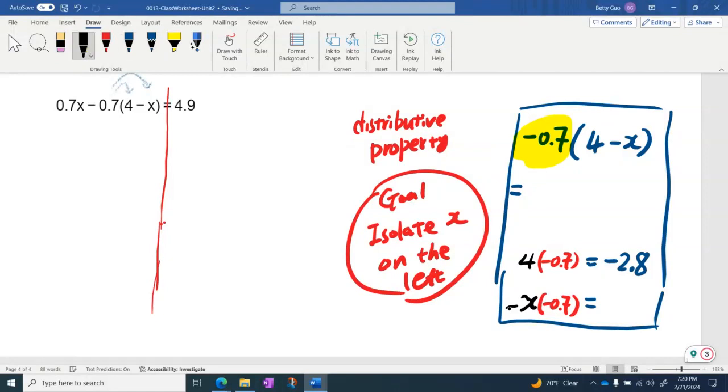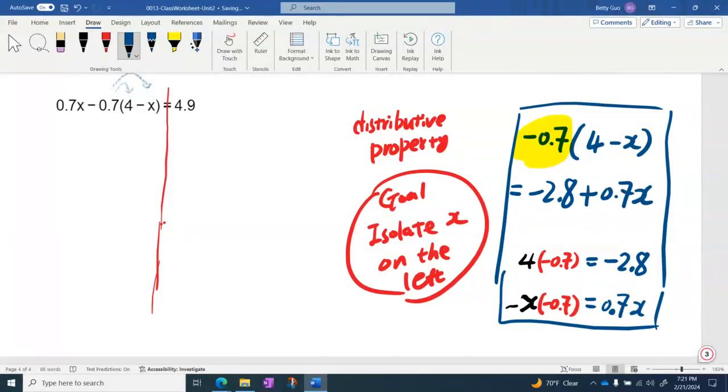Negative x times negative 0.7, negative times negative is a positive, and we have a positive 0.7x. All right, and then we put it back. So the first term after we distribute becomes negative 2.8, and the second term becomes positive 0.7x.